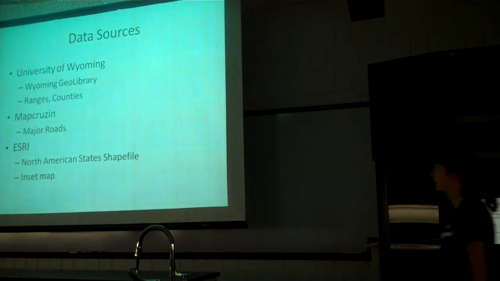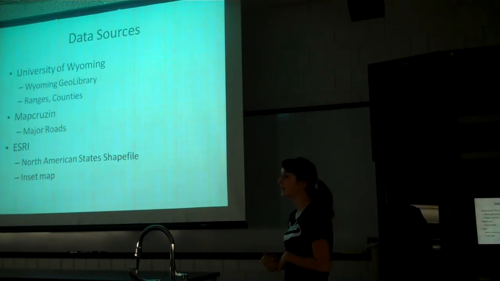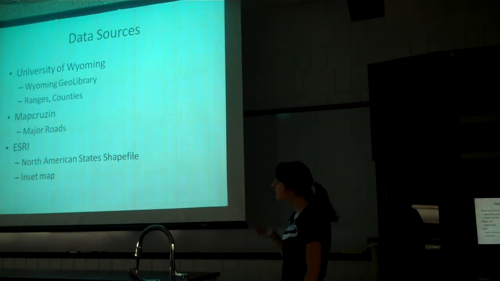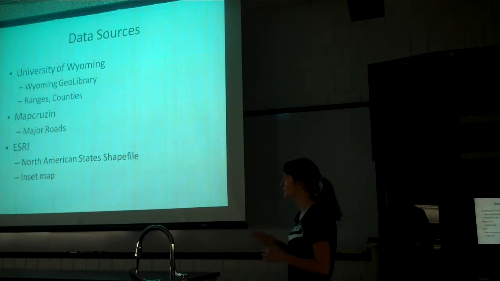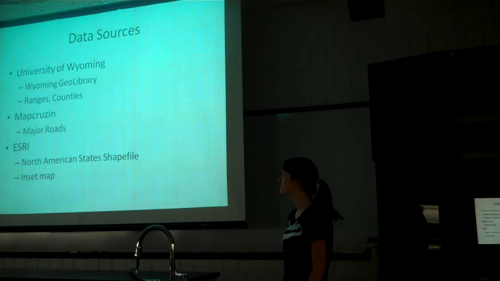And my data came from the University of Wyoming site. It has a geo-library, and it was really useful because it was organized and you could understand everything. Everything was categorized, and I got my ranges from there, and I got my counties from there. And then from a site called mapcruisin.com, I got my major roads. And then for my inset map, I used a shapefile that showed North America, and I narrowed that down to just the United States, and I got that from the files that we downloaded at the beginning of the class. So that was useful.